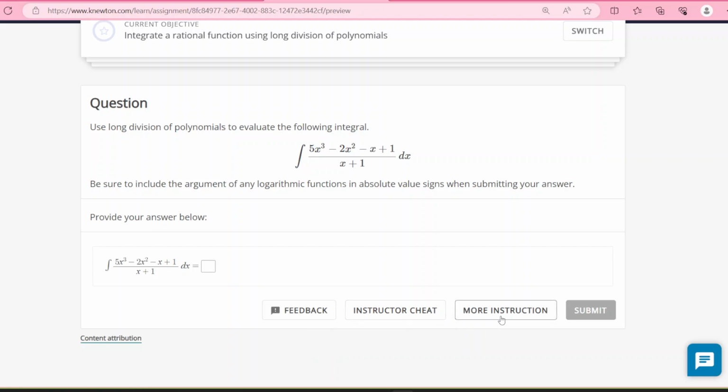You will have a more instruction button. So if you're ever struggling with a particular objective, particular question, try clicking on the more instruction button, and it should take you to a page where you get either further reading to do or videos to watch or both. And then you'll be given questions related to that instruction, related to that objective, and you can work your way through the assignment that way.